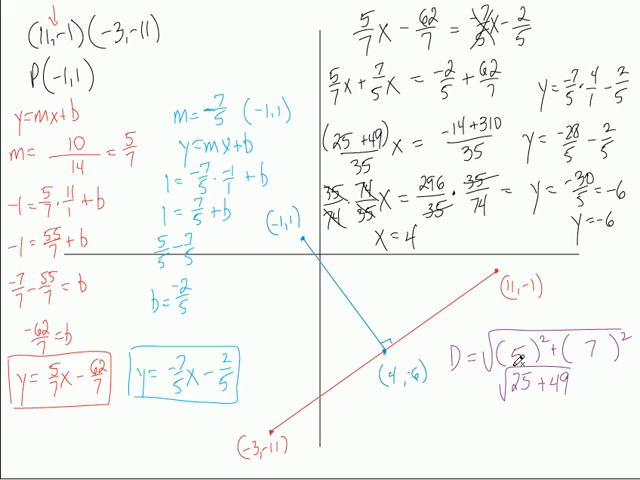4 minus negative 1 is 5, yep. Negative 6 minus 1, yep. Negative 7. So what's that? That's 74, is that right? Square root of 74. Does that look familiar? Yep, that's it right there. How about that? Wasn't that fun?